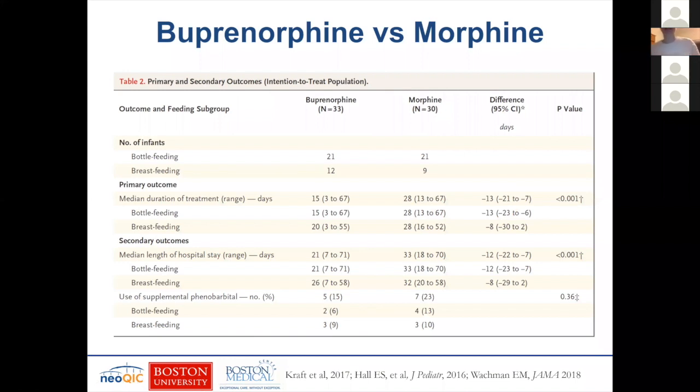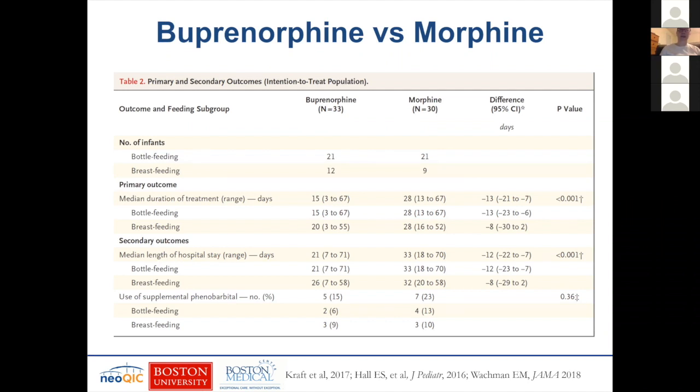With buprenorphine, there's less evidence to support it. It's really only been studied by very few institutions, I would say 5 or fewer, that are really using buprenorphine. This is the only randomized trial that has been published, and again, pretty small numbers.